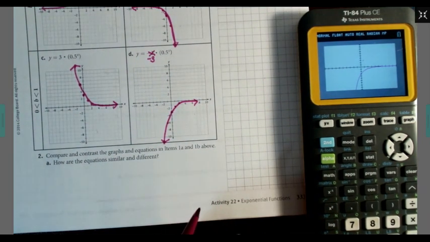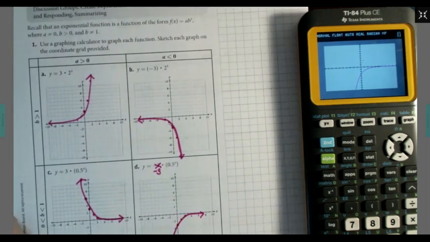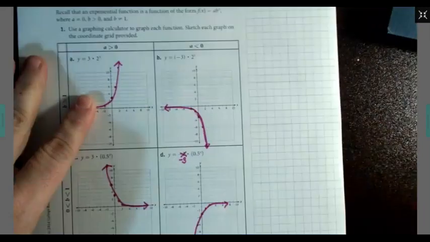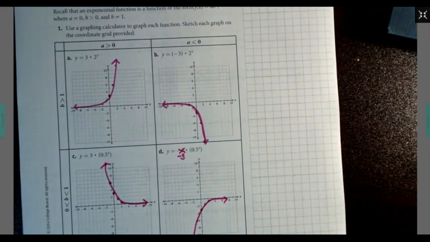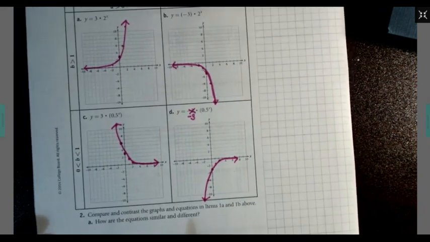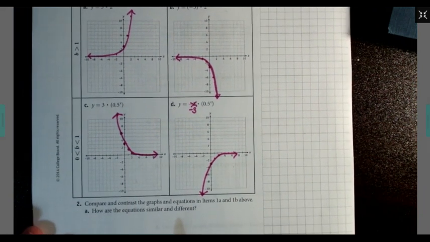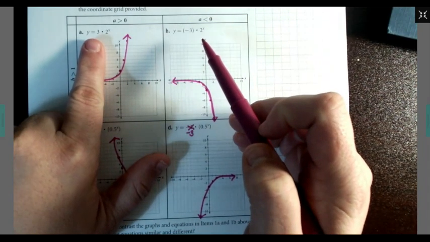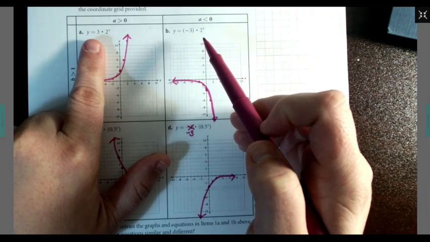All right. Let's take a look. Compare and contrast the graphs and equations in items 1A and 1B. So we're looking at 1A and 1B, these first 2 boxes. How are these 2 equations similar and how are they different?